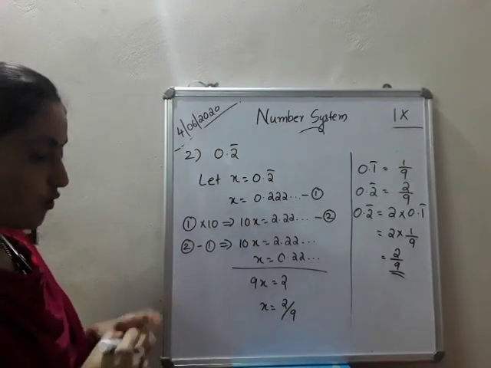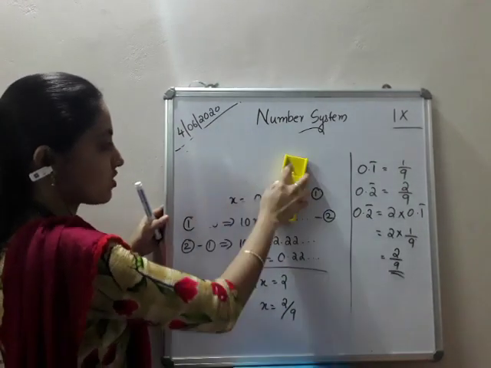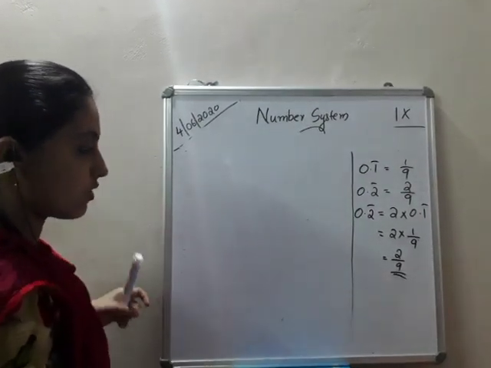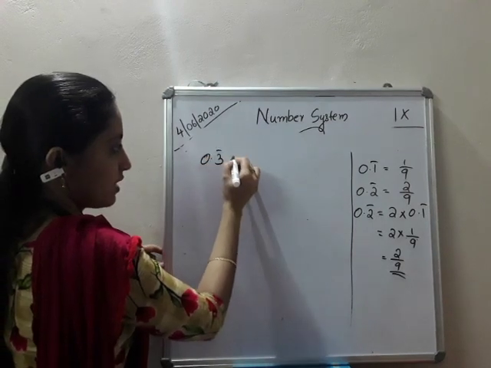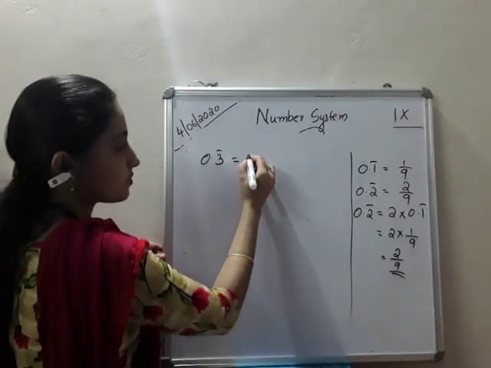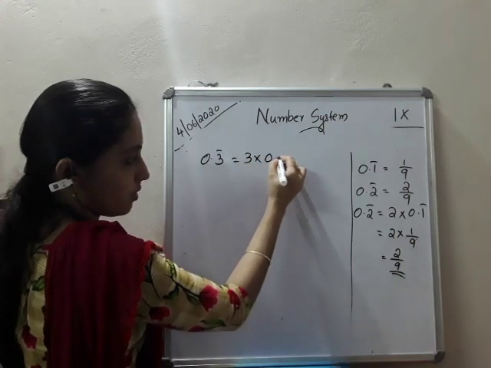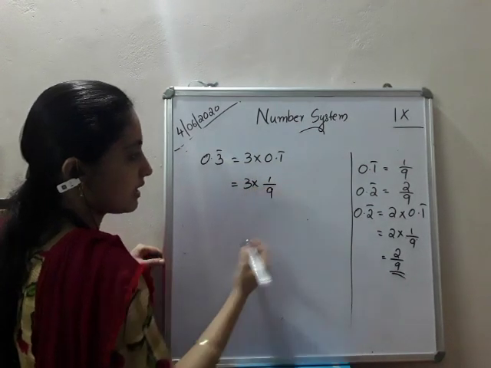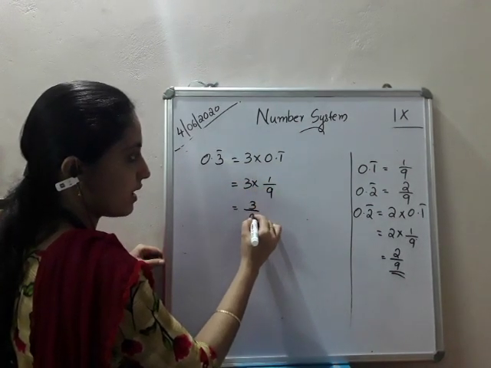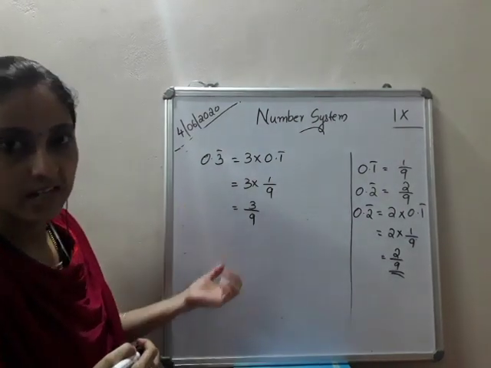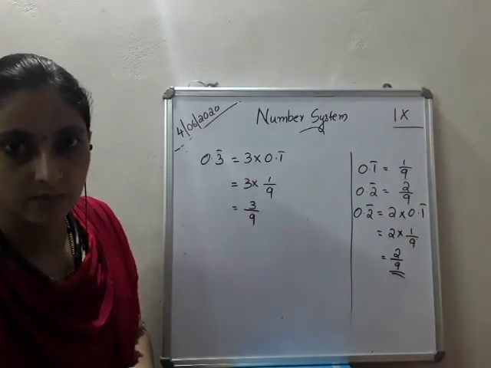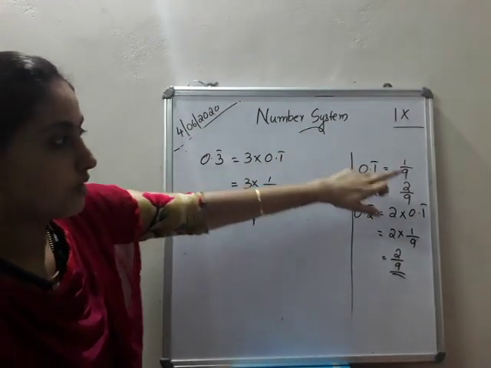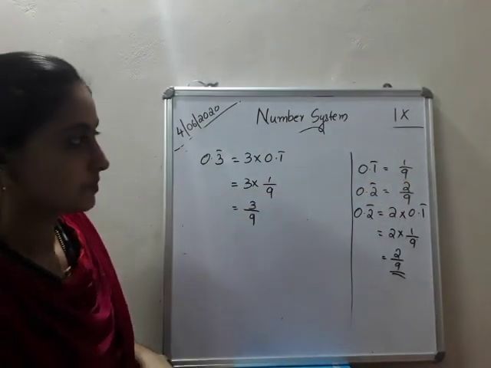So can you guess what will be 0.3 bar? Just guess, no need to write all the calculations now. 0.3 bar is equal to 3 into 0.1 bar. So that is equal to 3 into 1 by 9, that is equal to 3 by 9. If anyone has doubt, please do it by the usual method. Below that please write down a note: 0.1 bar is equal to 1 by 9.